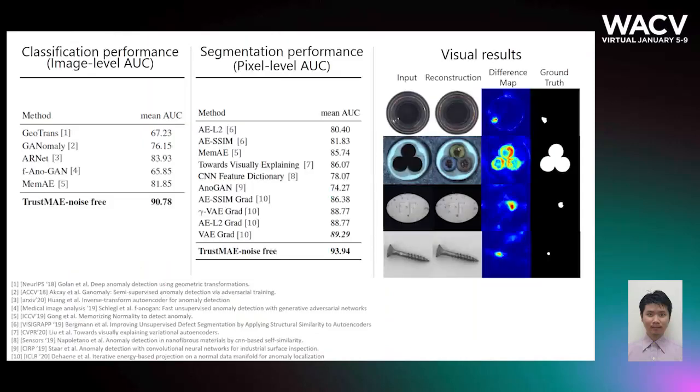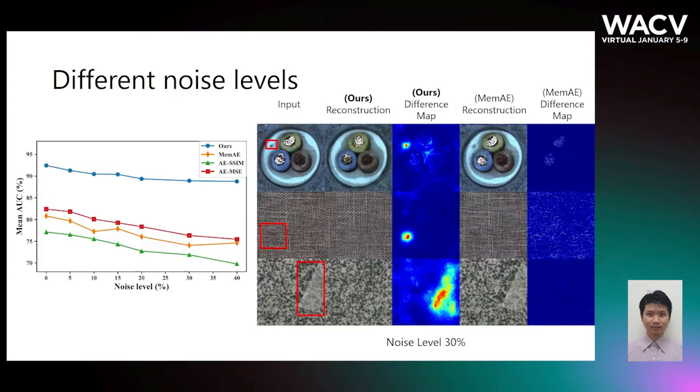Our approach outperforms several state-of-the-art baselines in the noise-free setting on both defect classification and segmentation. In the noisy setting, we could observe that our method maintains a competitive performance across various levels of noise and outperforms the standard memory autoencoder that our model is built on top of. We could also observe that our model prevents defects from being reconstructed, despite having over 30% of noise in the training data.